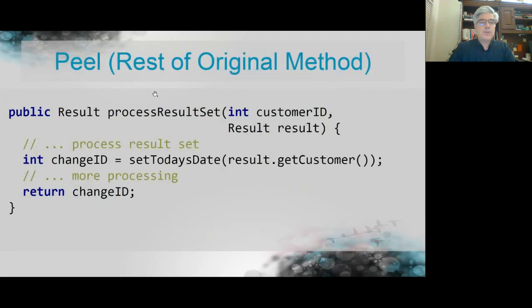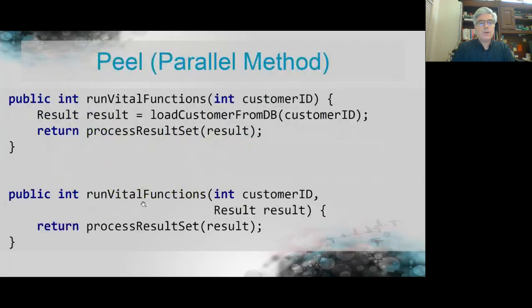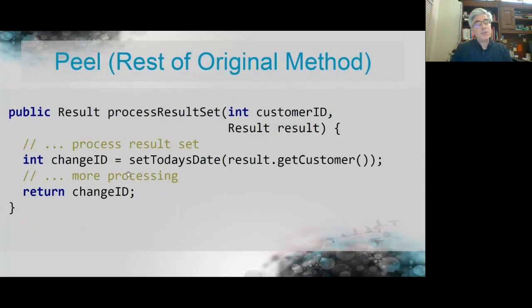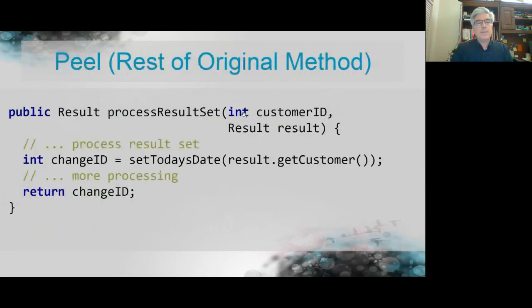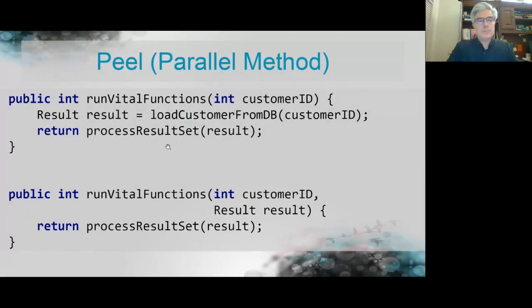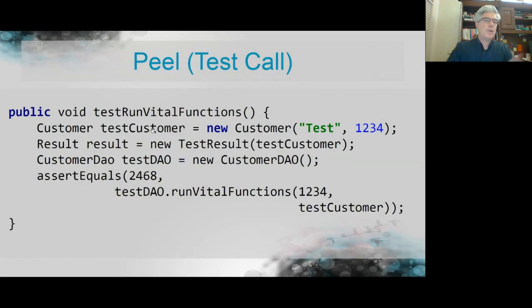So basically, we've taken this process result set function, and you can see that I basically just copied these 4 lines of code into here. So I haven't changed any of the original functionality if I call this customer ID. But what I've done is I've created a seam here by breaking this out into a separate function so that now I can run a unit test on this code by just stubbing out or creating fake data for this result set. And this is what that test would look like.